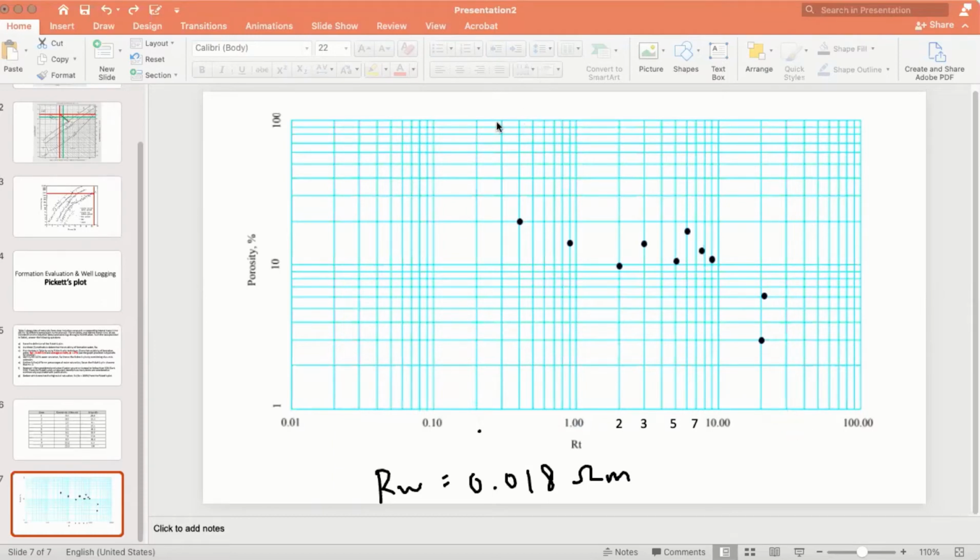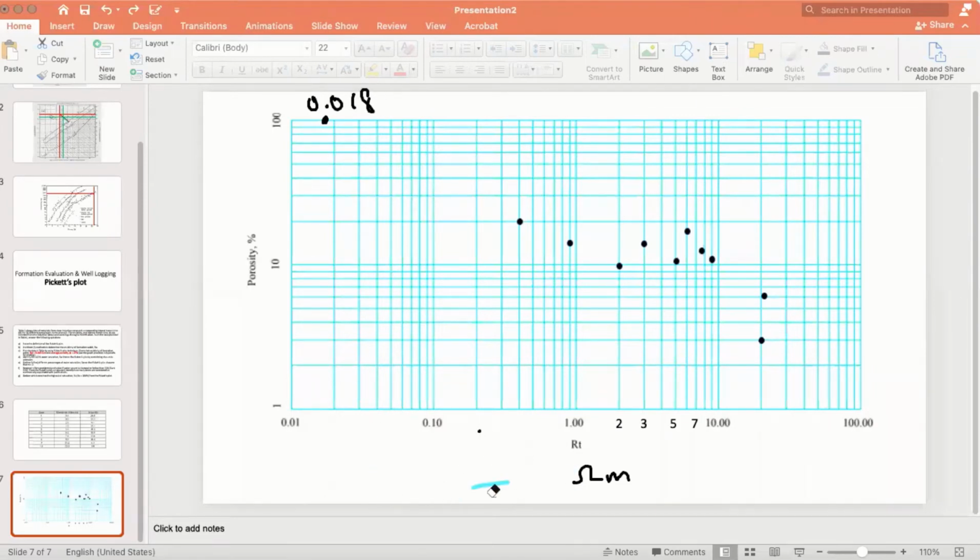And this Rw is from here. This is 0.01, this is 0.02, so it should be in between here, on a straight line. So this is 0.018. What this given value actually means is that when I plot this graph, this is where we start our point, where porosity is 100%, because we assume it is totally water. So the porosity is 100%, and we start from this point at 0.018. This is one important piece of information.